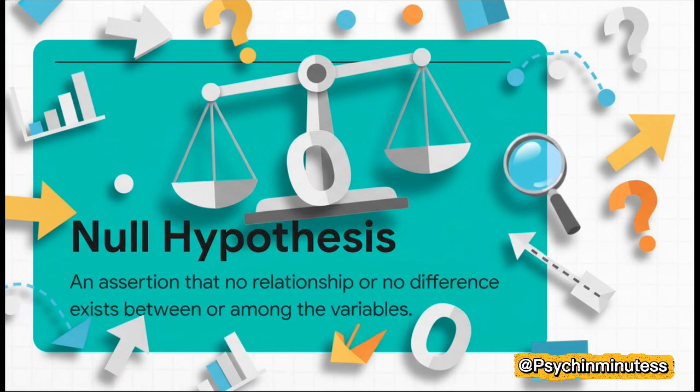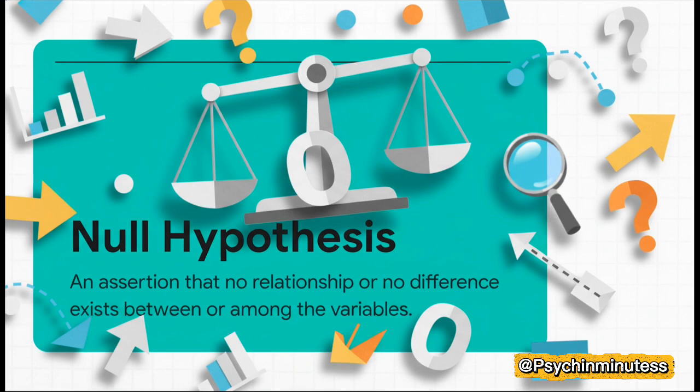Here's the catch, though. To stay totally unbiased while we test the evidence, we actually start with what's called a null hypothesis, the H0. This is our default position. It's essentially the zero difference assumption. It literally states that there is no relationship or no difference between the variables we're testing.